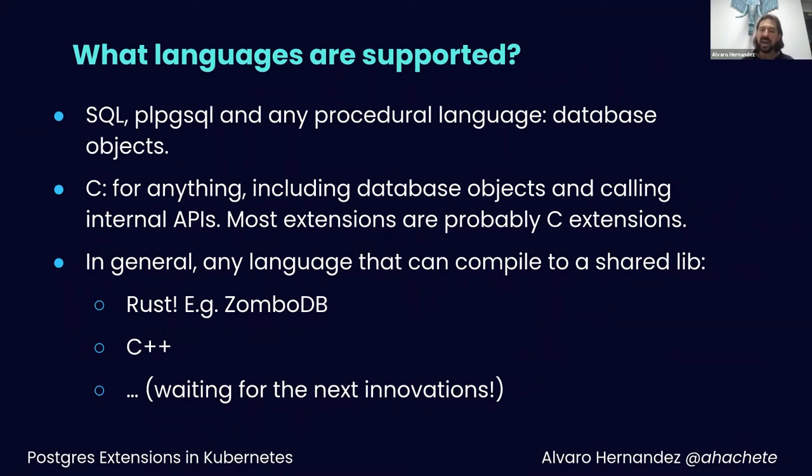But in reality, anything that compiles to a shared library can be used with extensions. So for example, the SumDB extension that I just mentioned before is programmed in Rust. You could also use C++ or, you know, any new innovation is welcome. Bring your own favorite language. If it can compile to an extension, it will run, or should run.